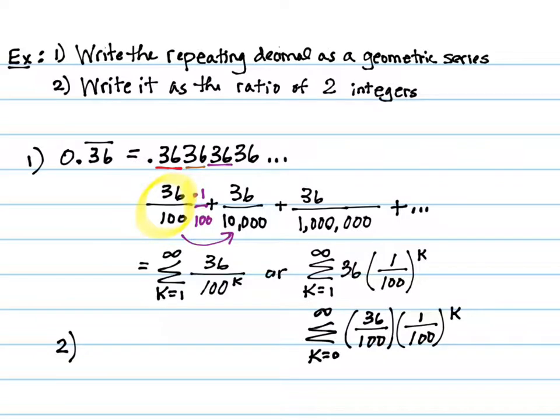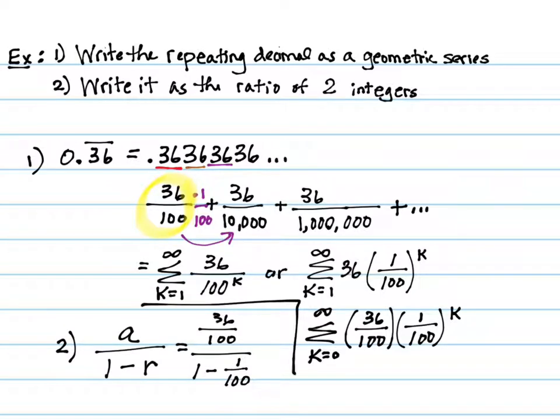1 over 100. And 1 over 100 is definitely between 0 and 1, right? So it's definitely going to converge, which means that I can utilize the formula a over 1 minus r to figure out what it converges to. Now the a value is the a value I just wrote down, 36 over 100. And then I've got 1 minus r, and the r is 1 over 100. Now, that's definitely not a ratio of integers just yet, but it will lead us to that.